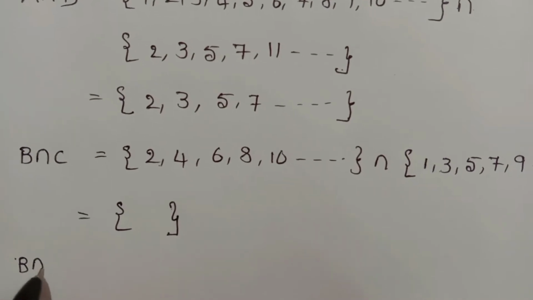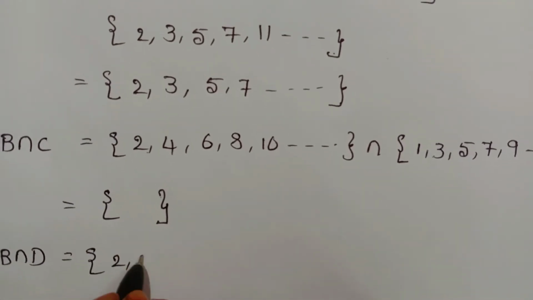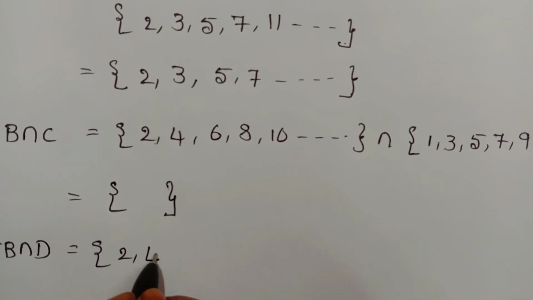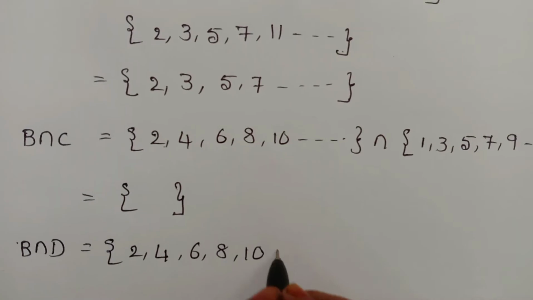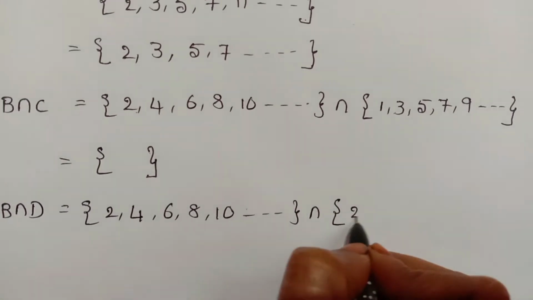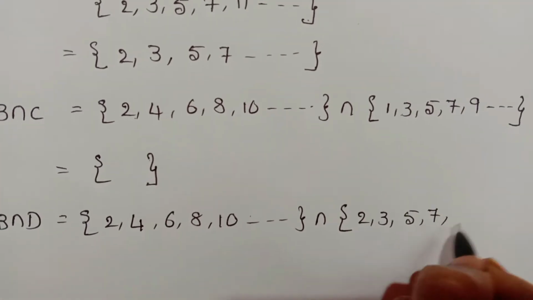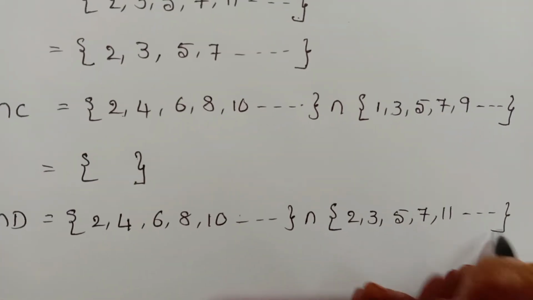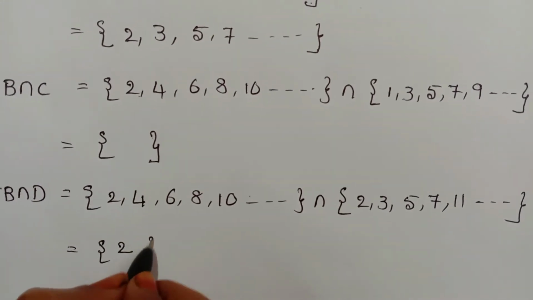B intersection D. B is 2, 4, 6, 8, 10. D is 2, 3, 5, 7, 11. Common element is only 2.